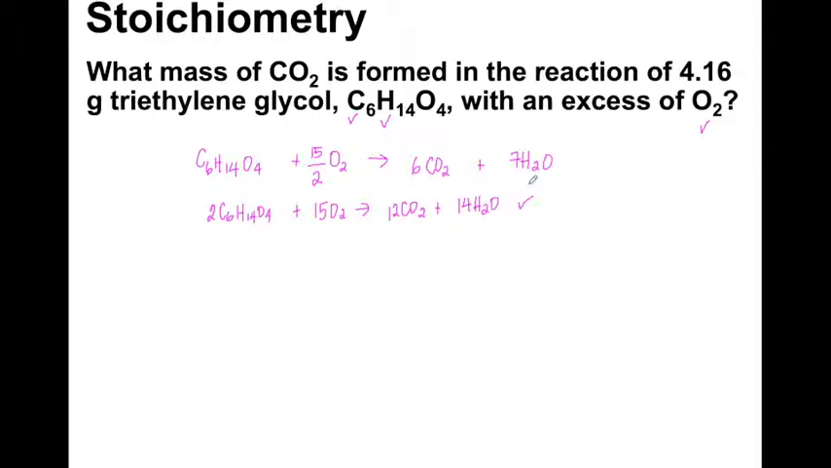Now, our unknown is the mass of carbon dioxide, and our given is 4.16 grams of triethylene glycol. The stoichiometric factor can only be used if our unit is mole. But here in our given, our unit is gram. So we need to convert this gram into mole first. So again, what do we use to convert grams to moles? It's the molar mass, right?